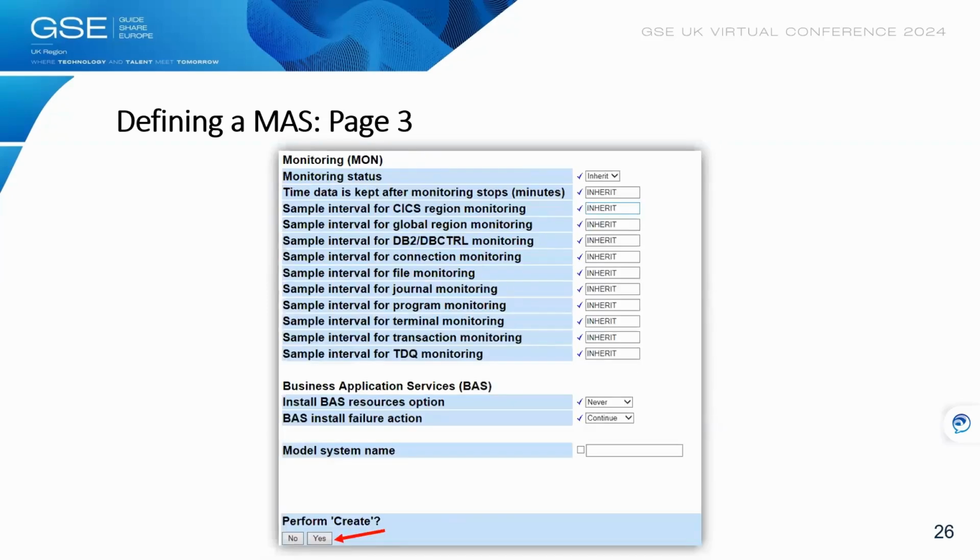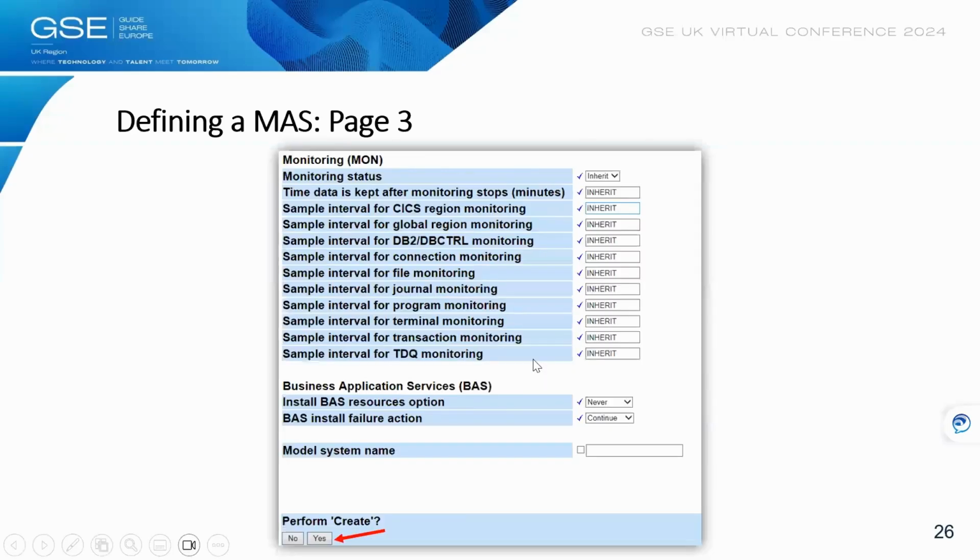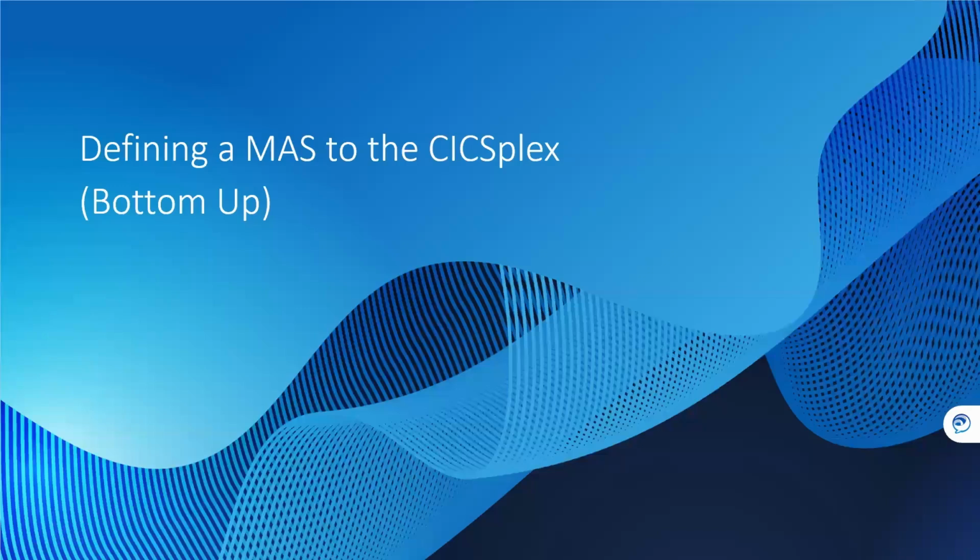Then if you're using any kind of monitoring, you can collect sample intervals of data. If you use monitoring, the monitoring data is meant to be fed up into real-time analysis. So RTA and monitoring kind of go together. And then finally, whether or not you want to use BAS, notice mine is set to install BAS resources, option never. But BAS install failure, what do? Continue, right? And when you're building this, you can model it after an existing region. You perform create, and it'll create a CICS system definition known as CICSYS. So you do this for all the regions in your environment, and you're almost up and running.